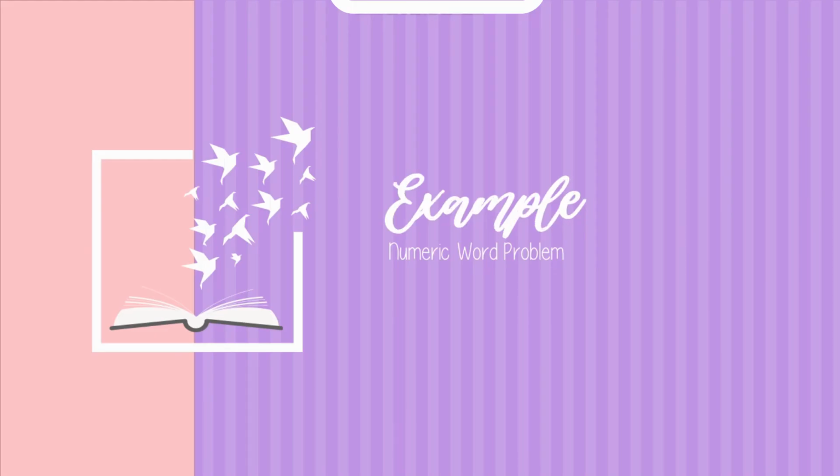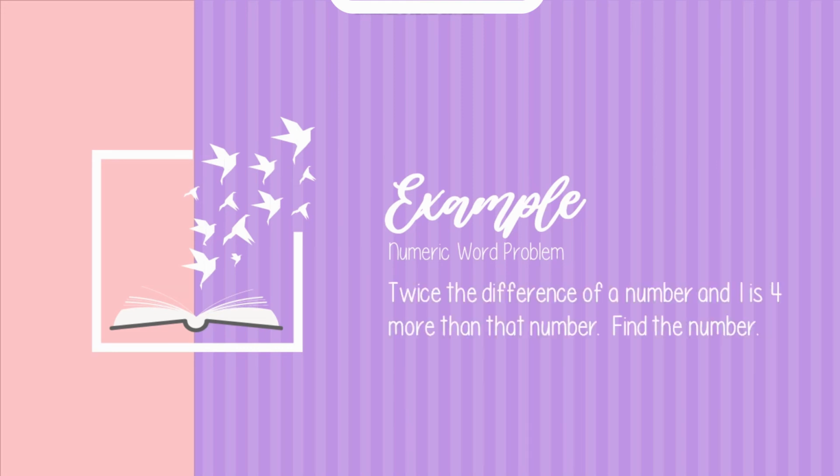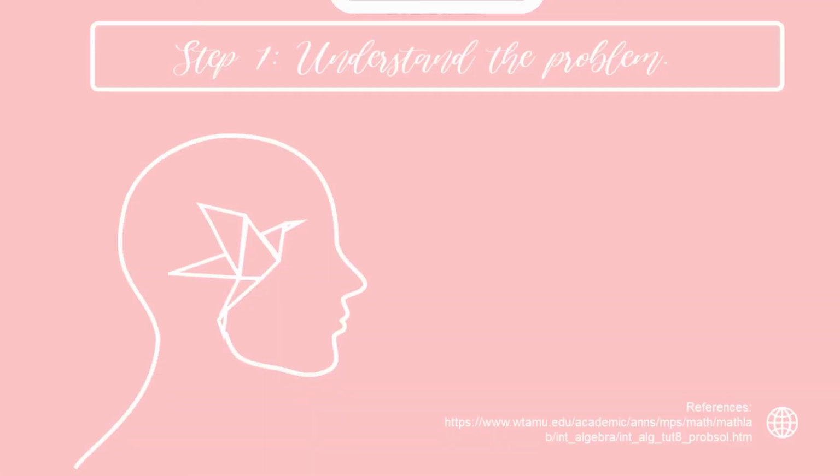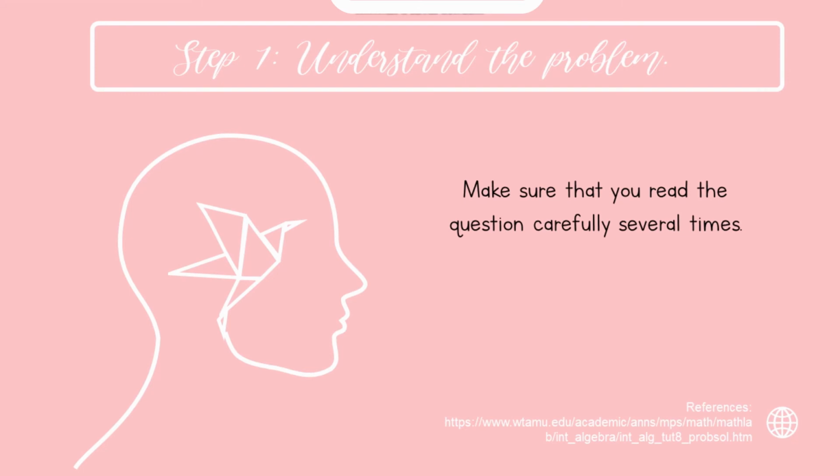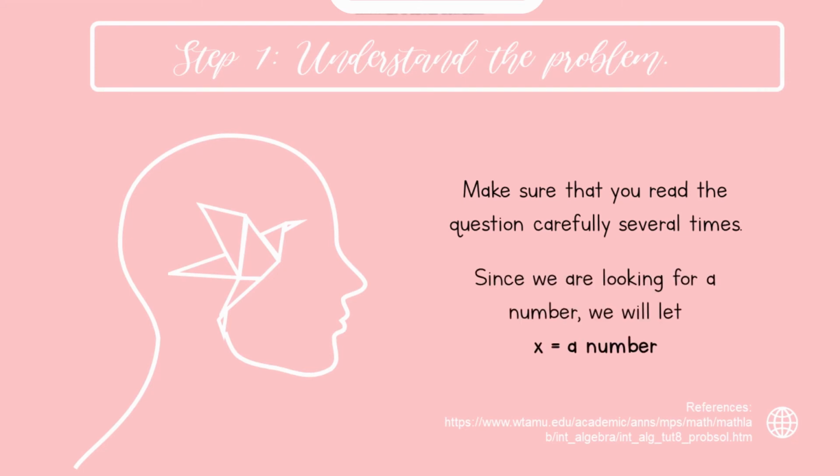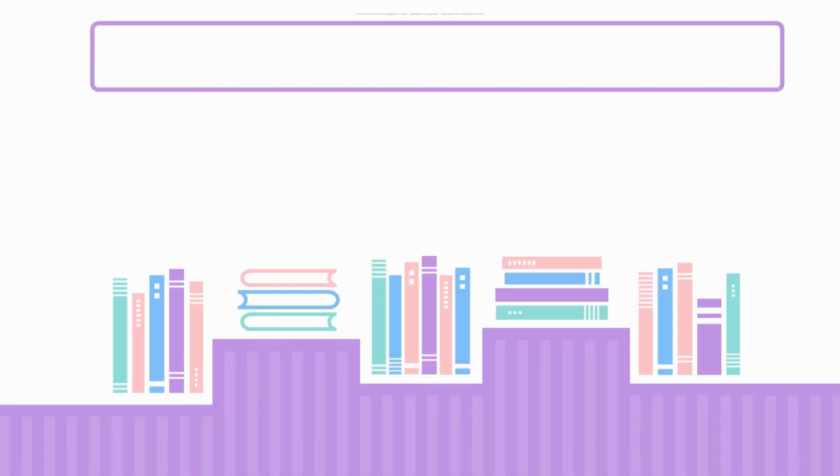We have an example here using a numeric word problem. Twice the difference of a number and 1 is 4 more than that number. Find the number. Step 1. Understand the problem. Make sure that you read the question carefully several times. Since we are looking for a number, we will let x equal a number.